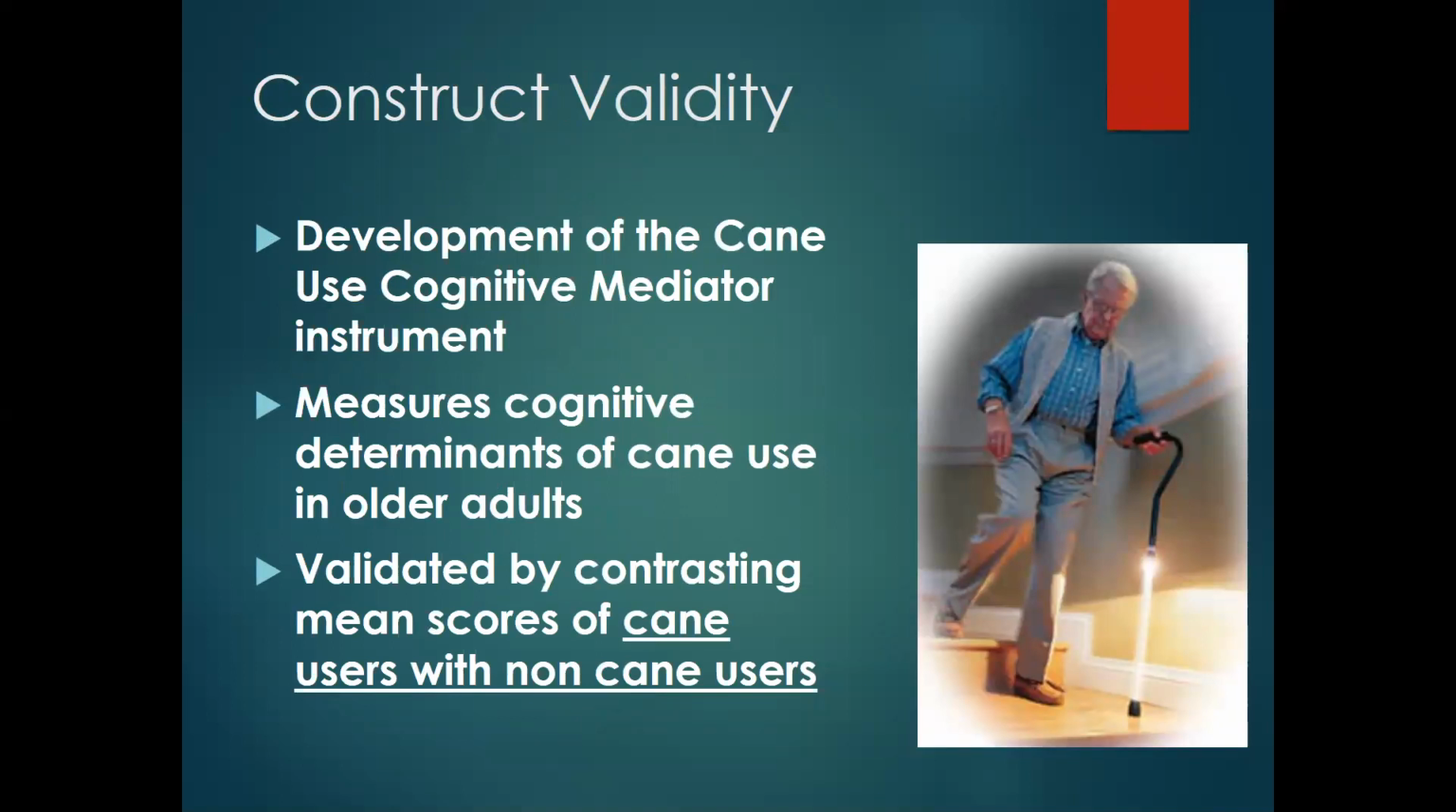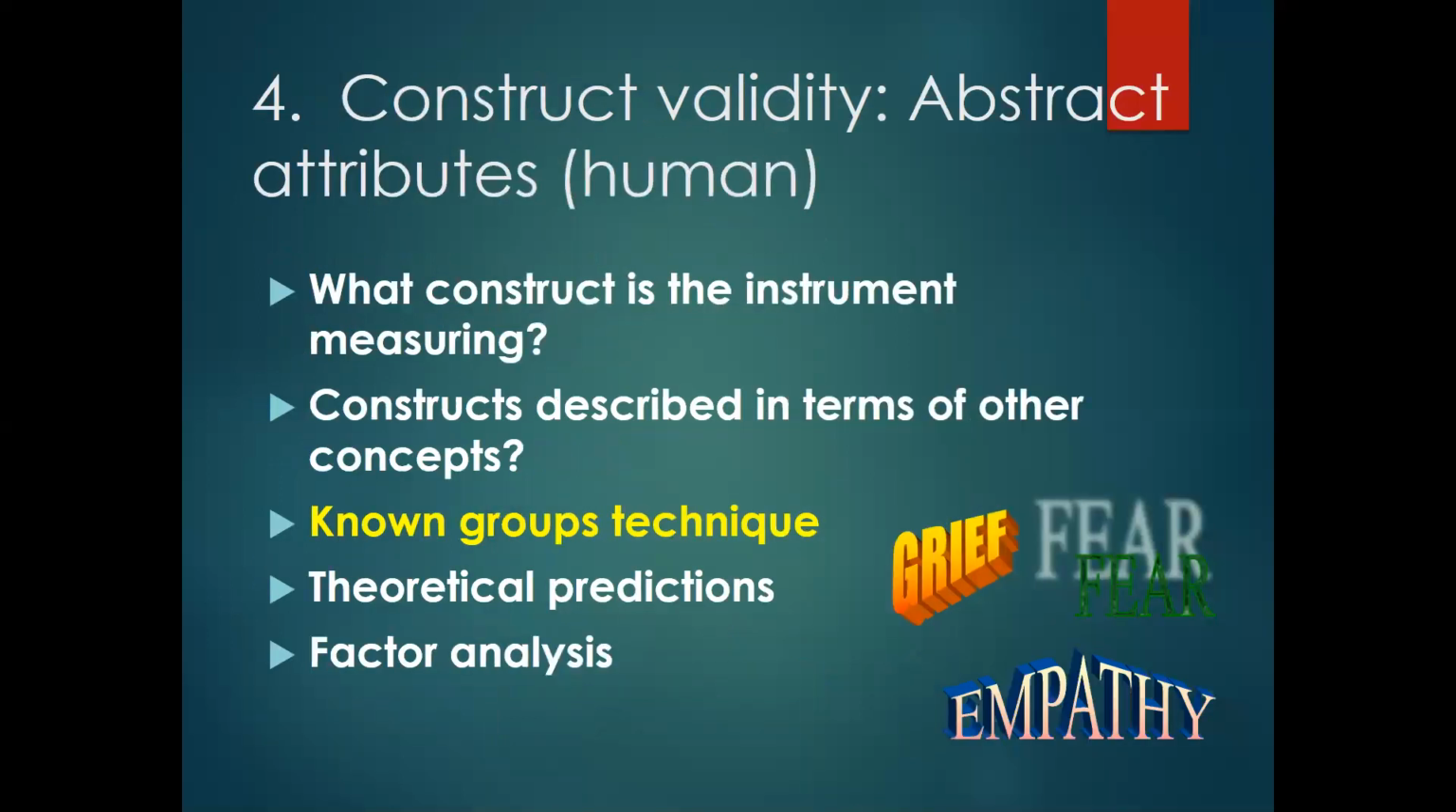So development of a cane use cognitive mediator instrument. It measures the cognitive determinants of cane use in older adults, and it was validated by contrasting mean scores of cane users with non-cane users. So in this case, you would think that cane users probably have a higher score than non-cane users. And if you administer them to both, then you might be able to predict who's going to use the cane you've instructed them in versus the other. So let's take a look. Construct, it's a known group.